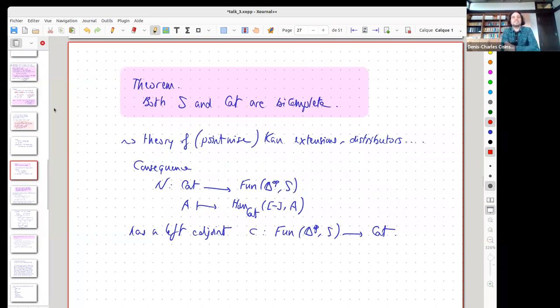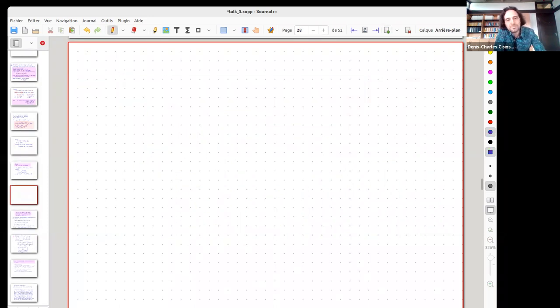And using this, you can prove the following theorem, which is that both these categories, the universe of groupoids and the universe of categories, are complete and co-complete. So maybe I could spend more time on that if you want.